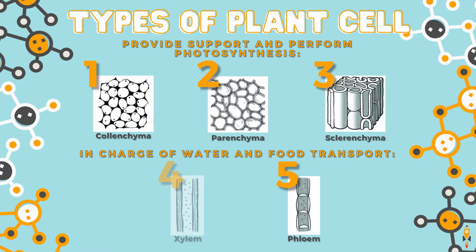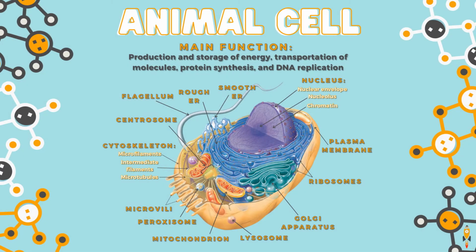The xylem transports water and minerals from the roots to the leaves, while the phloem transports food such as sugar and amino acids from photosynthesis from the leaves to the roots and stems of the plant. Now that we know more about the plant cells, let's see how different they are from animal cells.